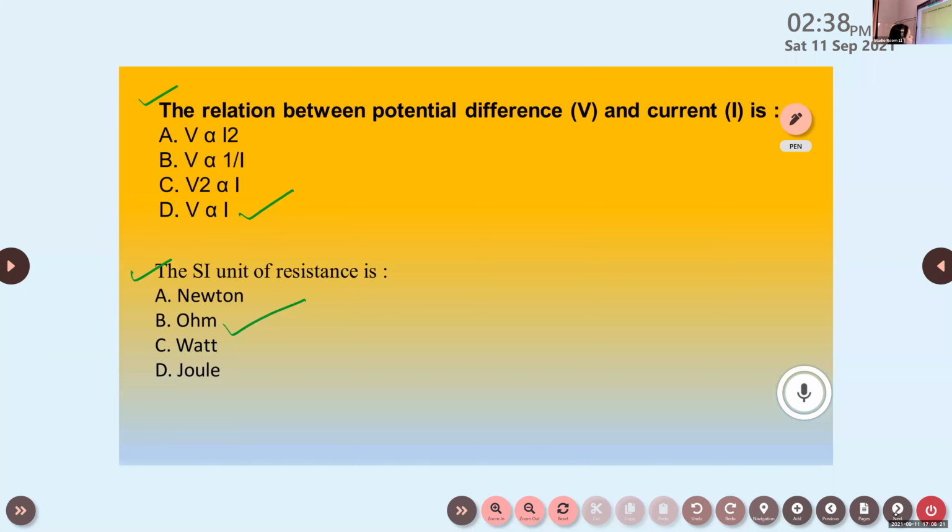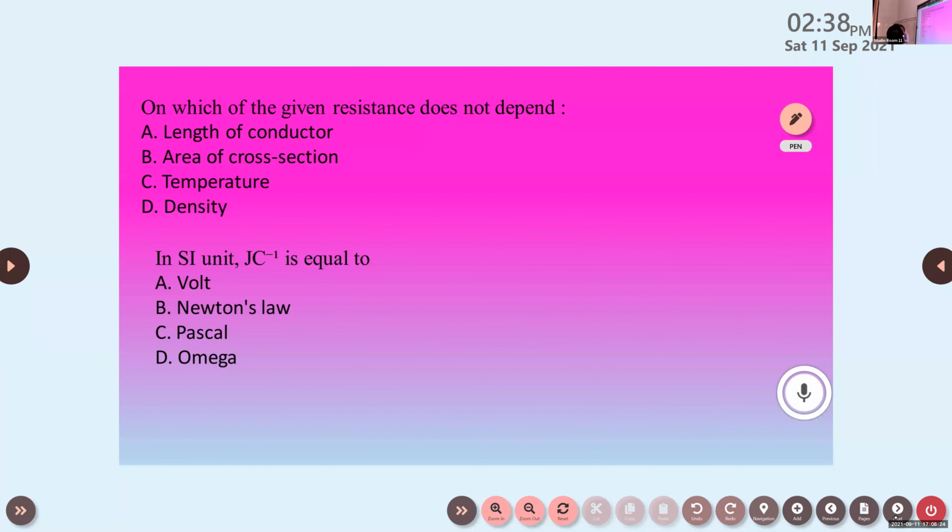The next question is to girls. On which of the given does resistance not depend? Length of the conductor, area of cross section, temperature, density. Density, exactly. So option D is right.